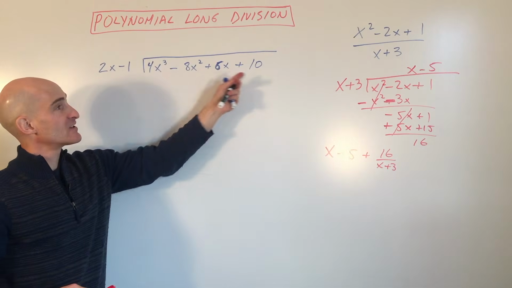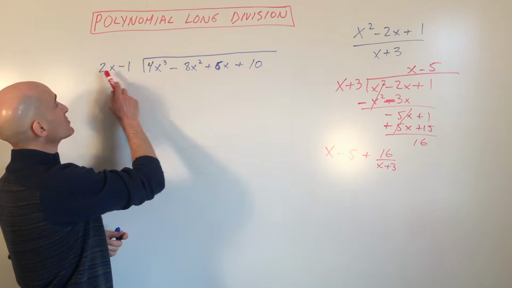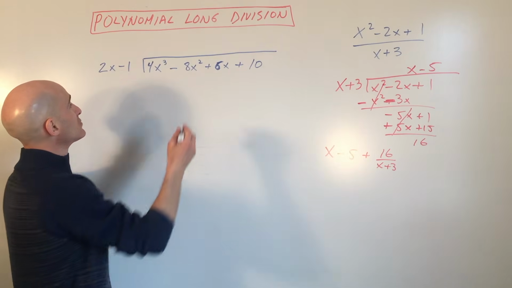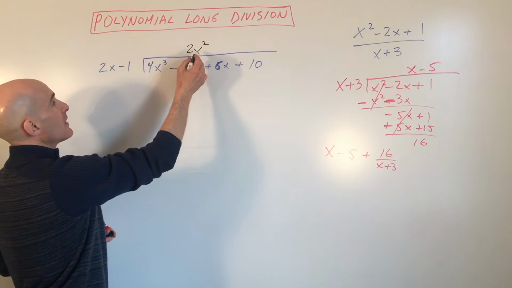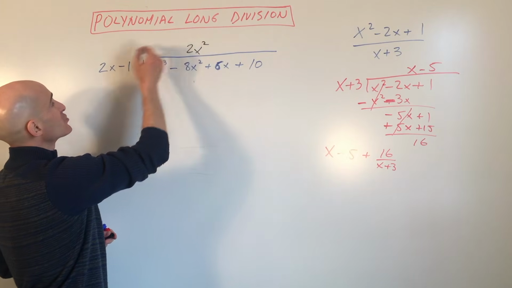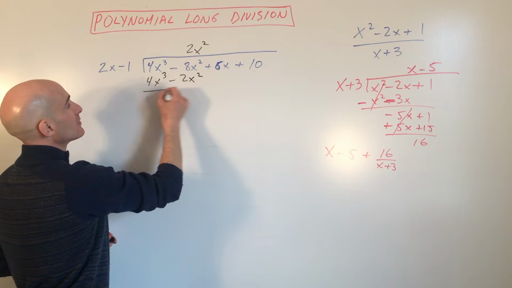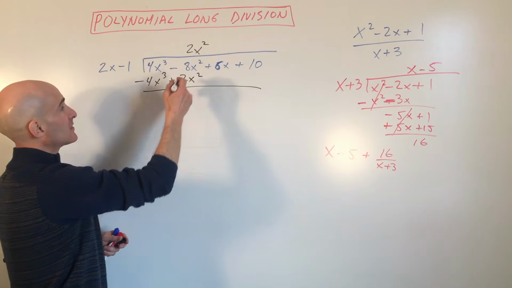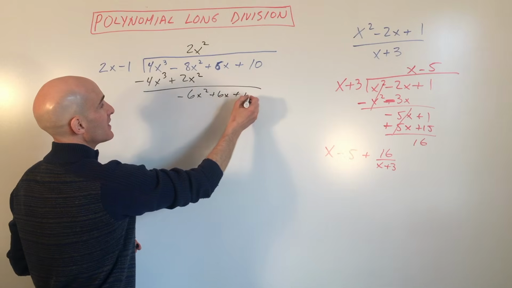2x minus 1 is dividing into this long polynomial. Same process. We're going to see how many times 2x goes into 4x cubed, and that's going to be 2x squared. Okay, notice I'm lining up the x squareds just to keep things organized. So I'm going to distribute. That gives us 4x cubed minus 2x squared. I'm going to change the signs to the opposite and add. It's really just like subtracting. So we get negative 6x squared plus 6x plus 10.